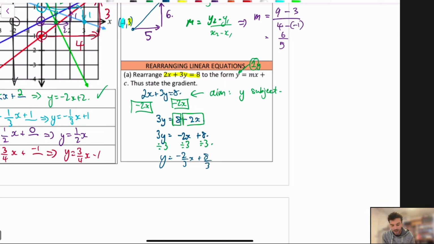We can now answer our question. What's the gradient? The gradient's always in front of the x value. So the gradient m is equal to negative 2 on 3.